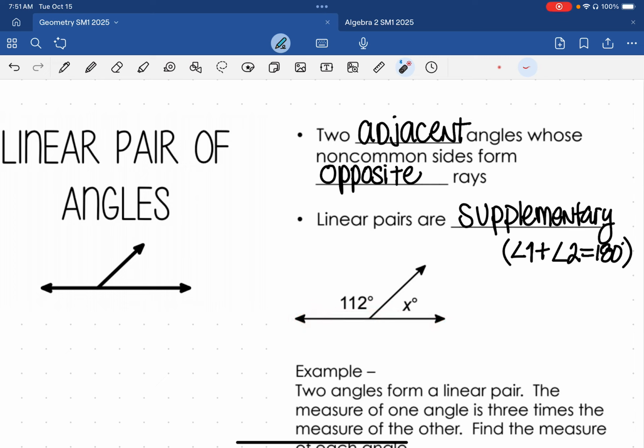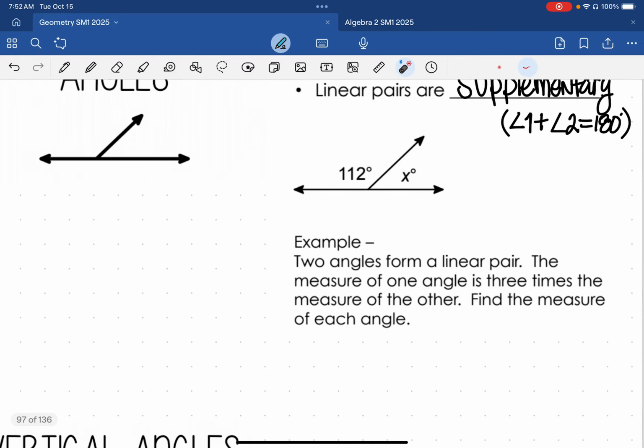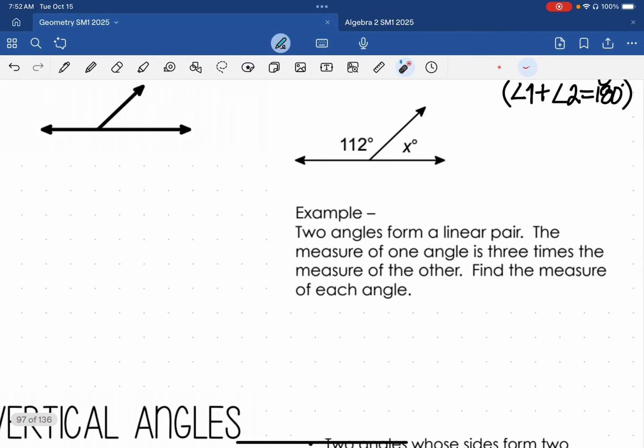Linear pairs are going to be supplementary, which means this angle plus this angle has to equal 180. It's a very common misconception to say that this angle equals 180 and that this angle equals 180. That is incorrect. Together, they equal 180. All right, so let's go ahead and take a look at our example.